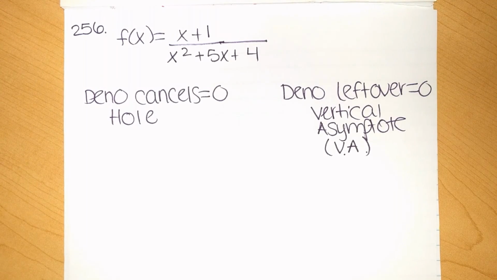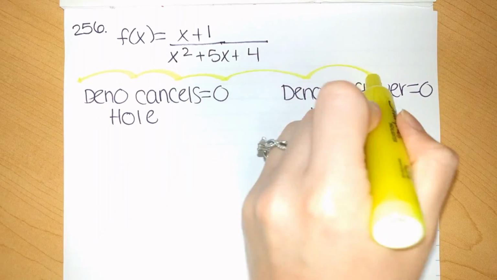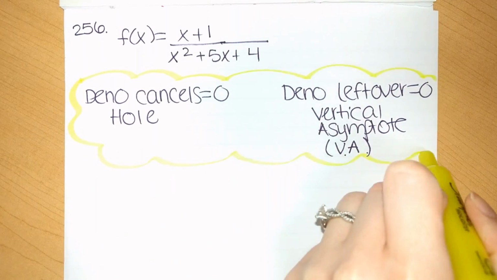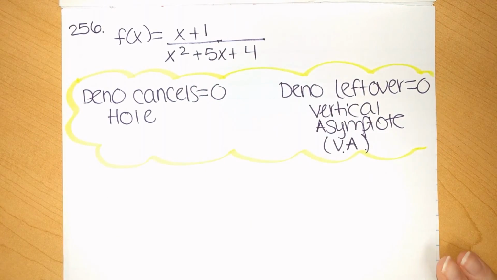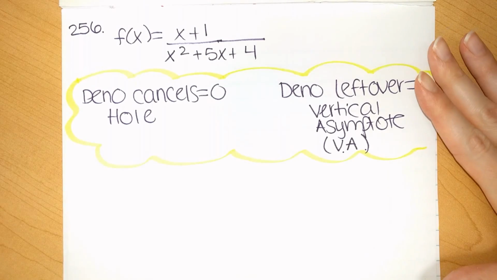This question they're asking, where are the vertical asymptotes? So we need to remember that if the denominator cancels, then we have a hole, and if the denominator is left over, then that's when we have our vertical asymptote. So the first step is going to be to factor or simplify.